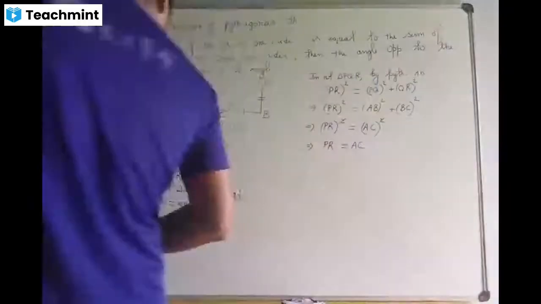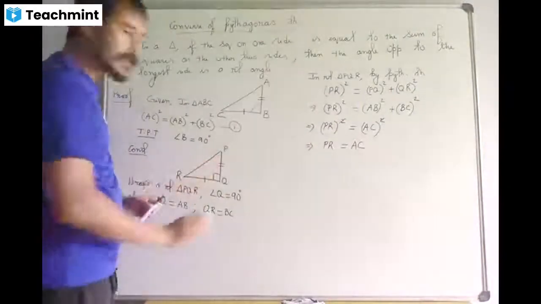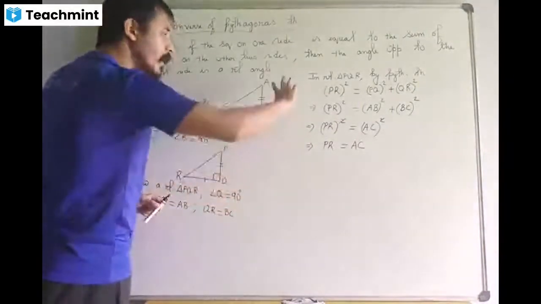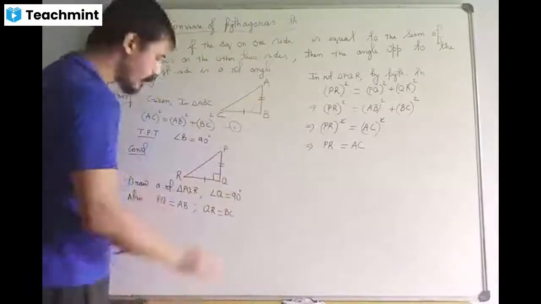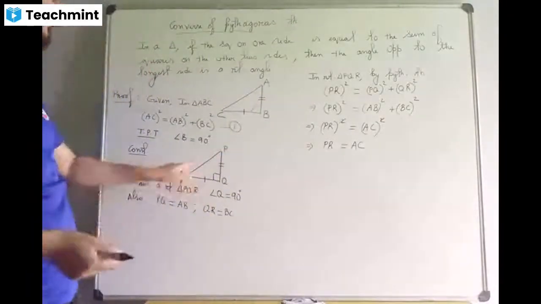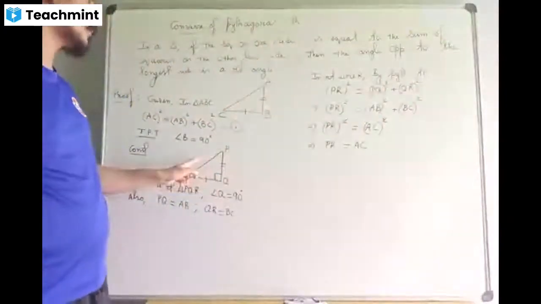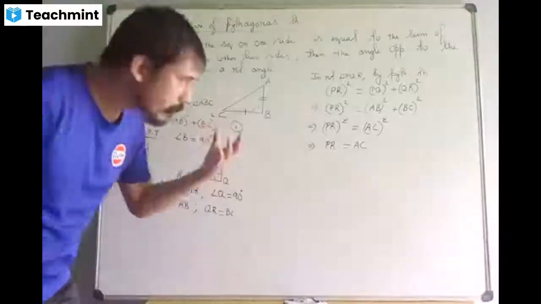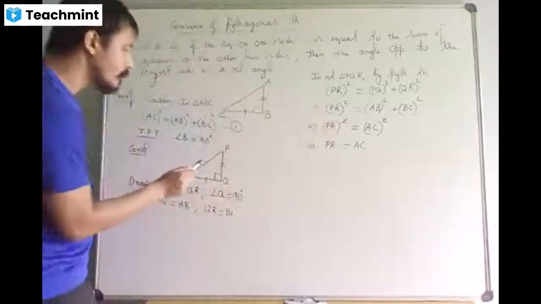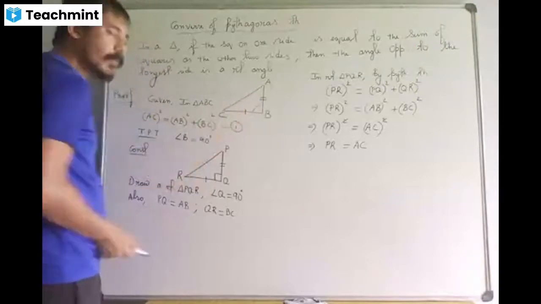So in our construction, this triangle was made in such a way that the length of PQ and AB are equal. The length of QR and BC are equal. But we had no idea about PR and AC, right? Now we have also proved that this PR is equal to AC as well.